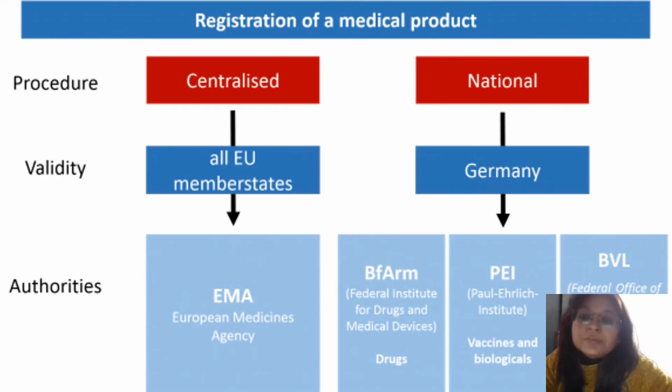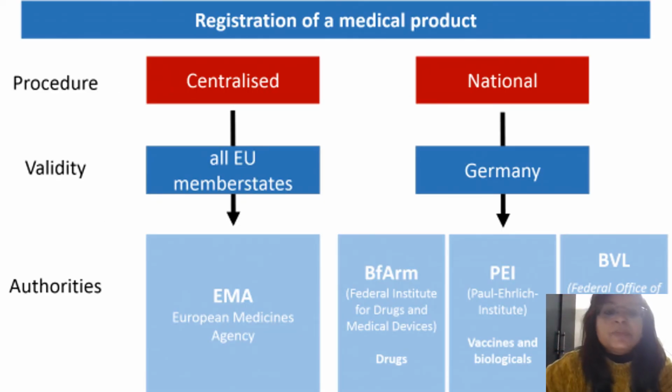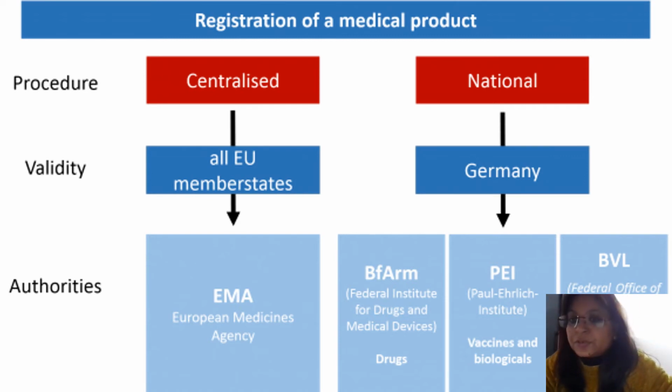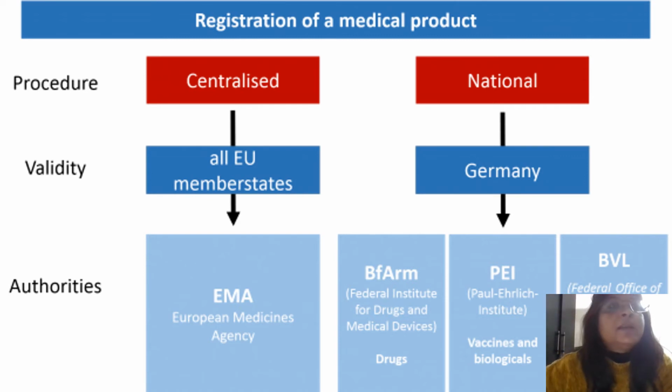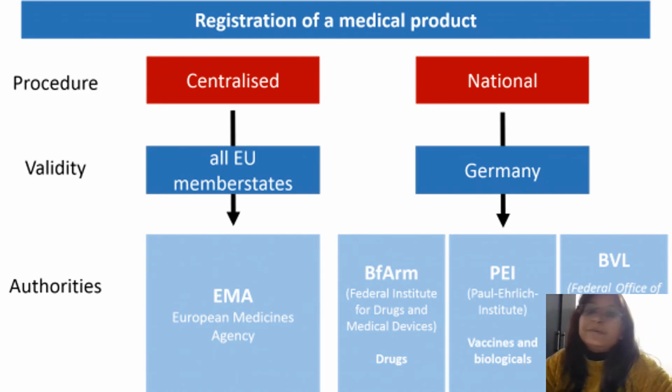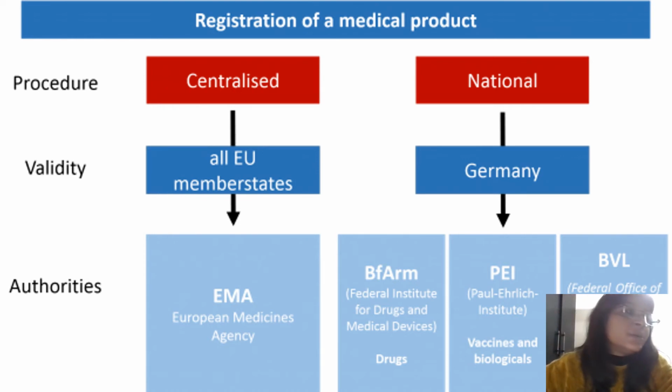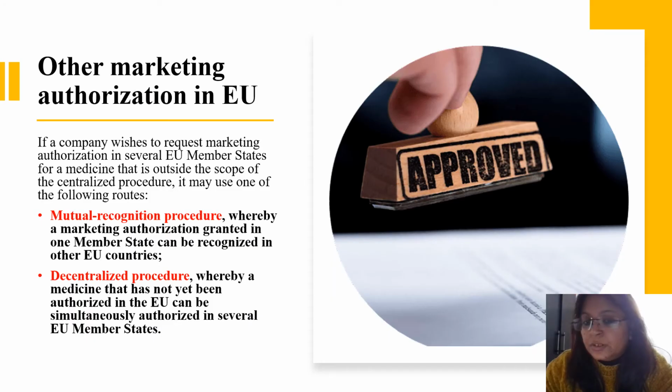So my dear students, you can see and clearly differentiate between the centralized procedure and the national procedure. Through the national procedure, you can market and have the authorization in a single country. Germany is just an example, any single country. And through the centralized route, you can get the authorization to market your product in all the member states of your European Union.